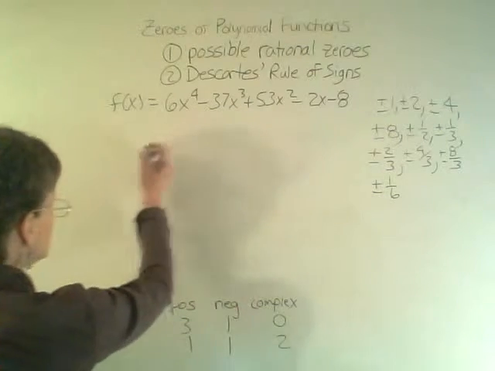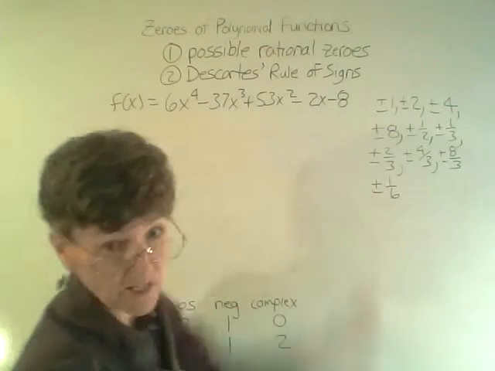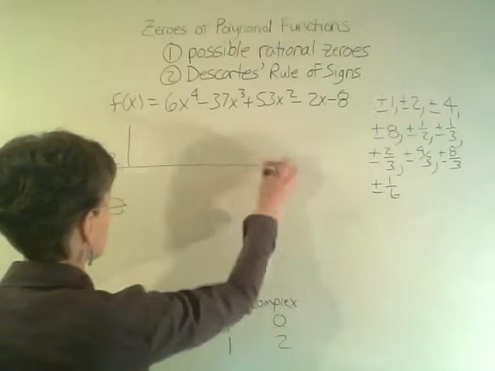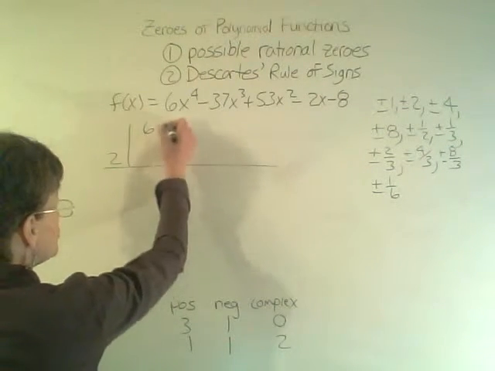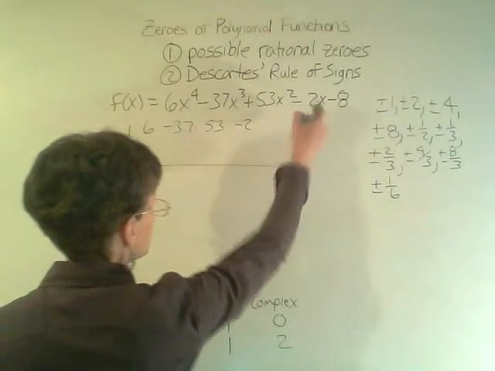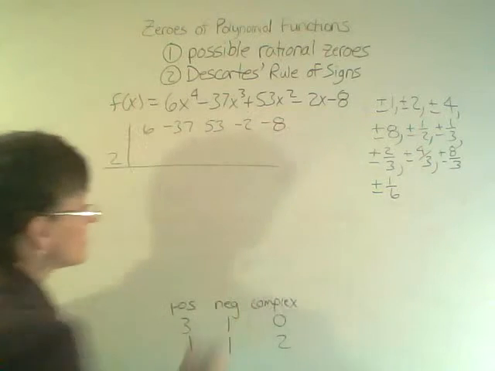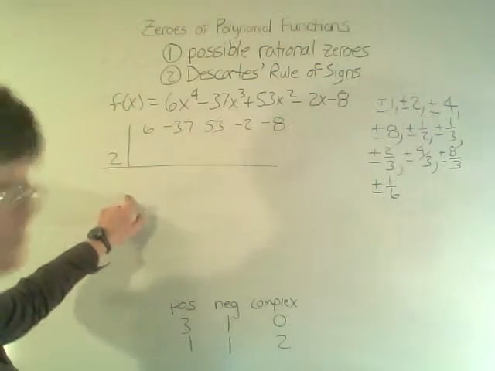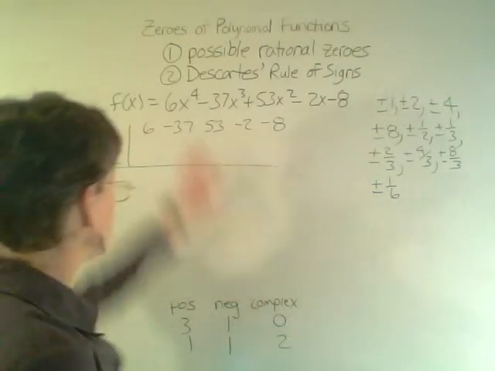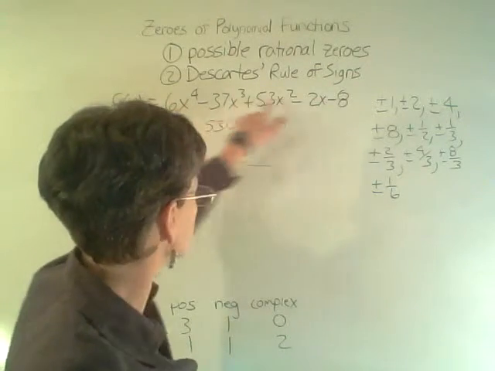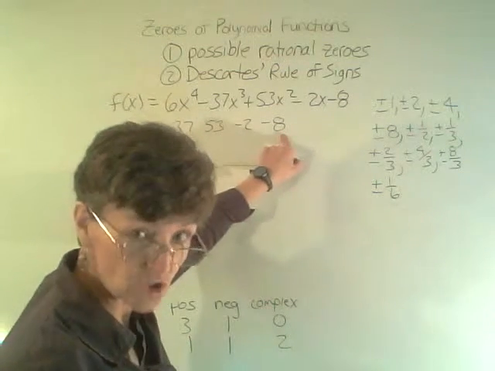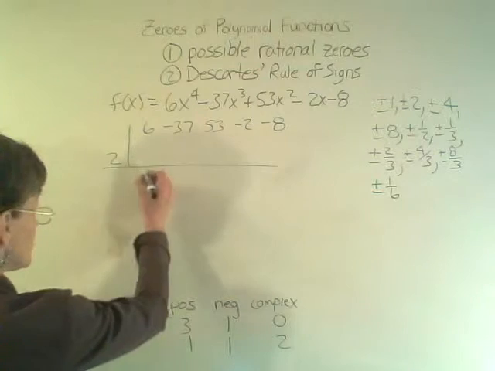Alright, so here's what I'm going to use: synthetic division. I'm just going to pick a number. Let's pick the number 2, and let's see if 2 is a zero. Now all I'm doing is listing my coefficients up here because I'm going to do synthetic division to determine whether or not 2 is a zero. I'm assuming that you understand synthetic division. Don't forget that if your polynomial is missing any terms, you must put a 0 in for those missing terms up here when you do the synthetic division.